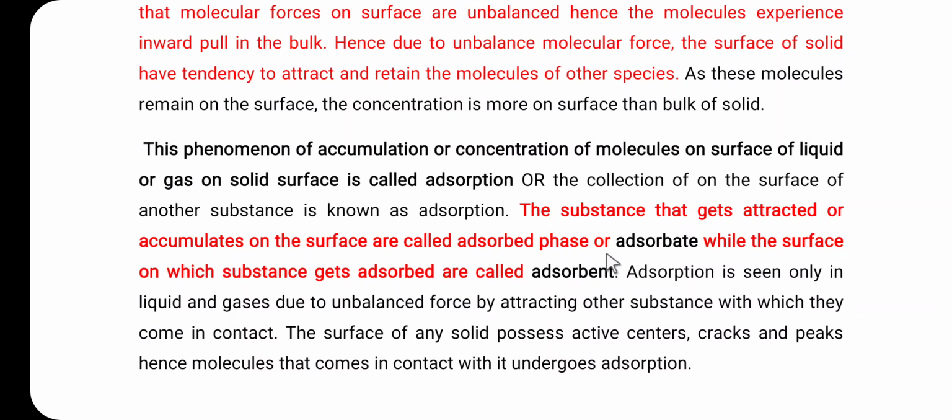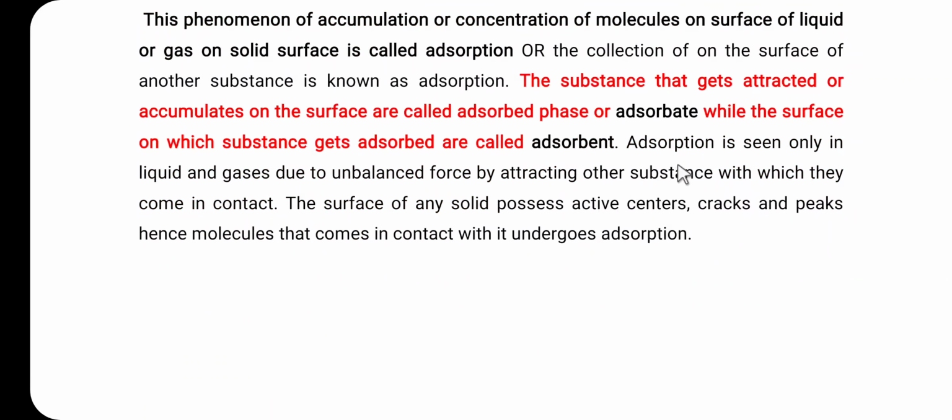When we consider the phenomenon of adsorption, these are the two important terms: the adsorbate and the adsorbent. The substance that gets attracted or accumulates on the surface is called the adsorbed phase, or the adsorbate, while the surface on which the substance gets adsorbed is called the adsorbent. Adsorption is seen in liquids and gases due to the unbalanced force attracting other substances with which they come in contact.